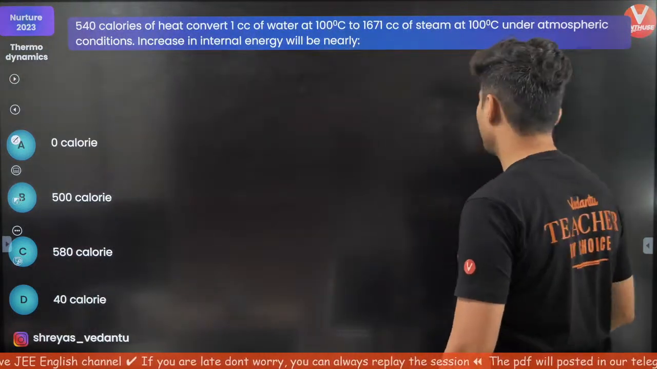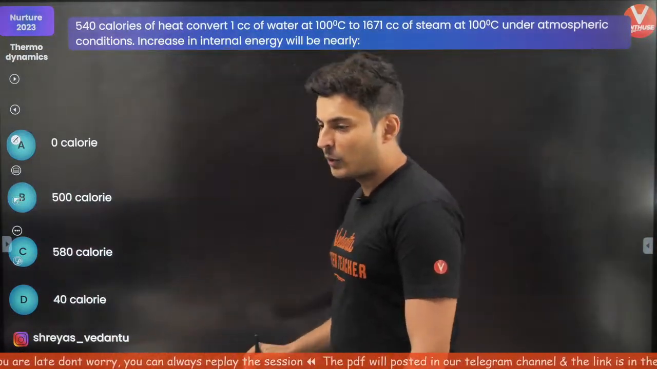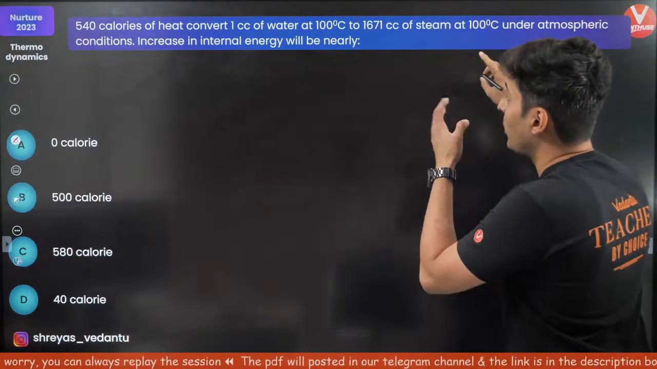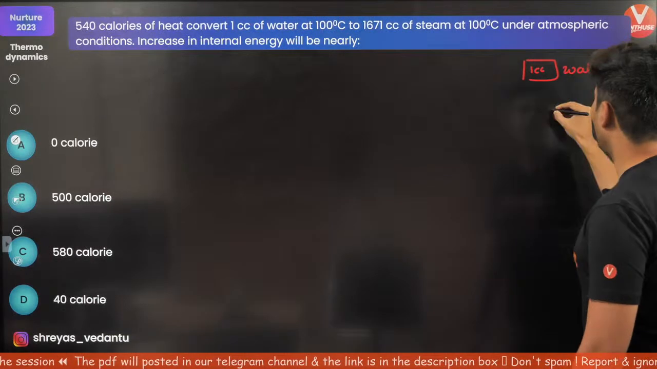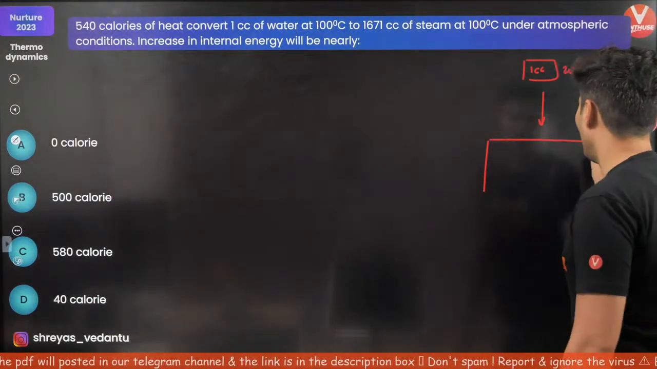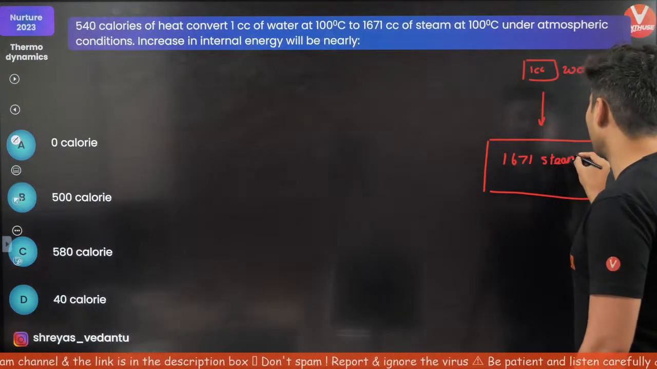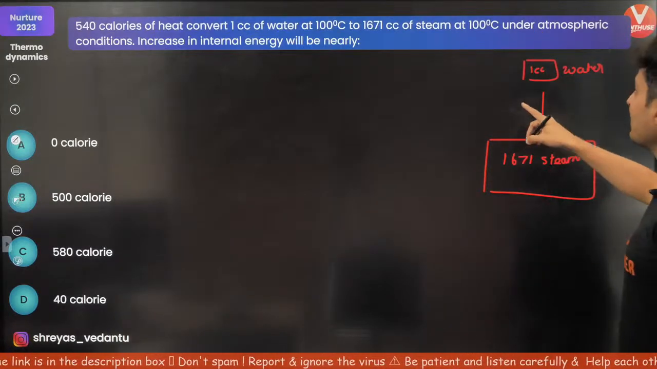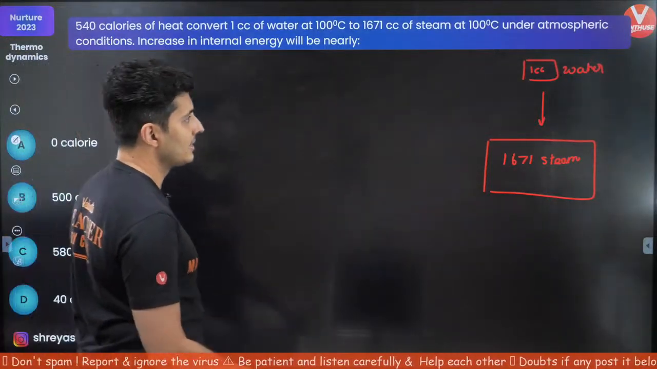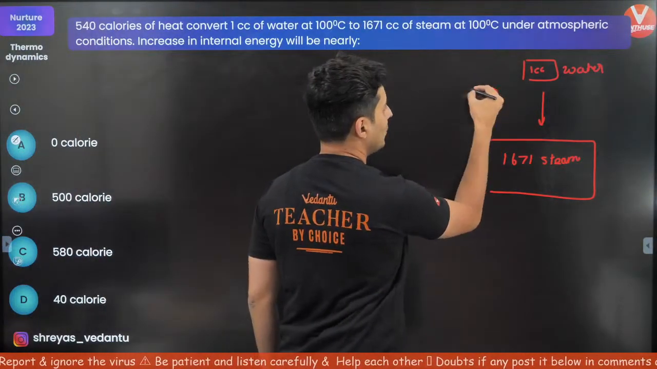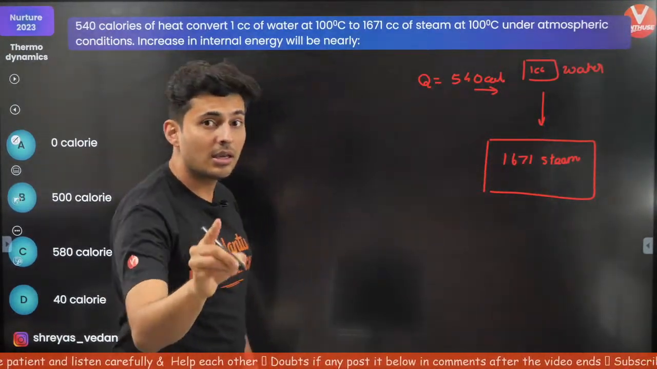So anyways, coming back to this question, how are we going to solve this? Let's go ahead. First of all, 1 cc of water. So we had 1 cc water. It got converted into a big chunk of steam. How much? 1671 cc of steam. Interesting. And 100 degrees Celsius. The question is, what is the change in the internal energy? What is given? 540 calories. So basically, you already know 540 calories is the amount of heat which is given to it.